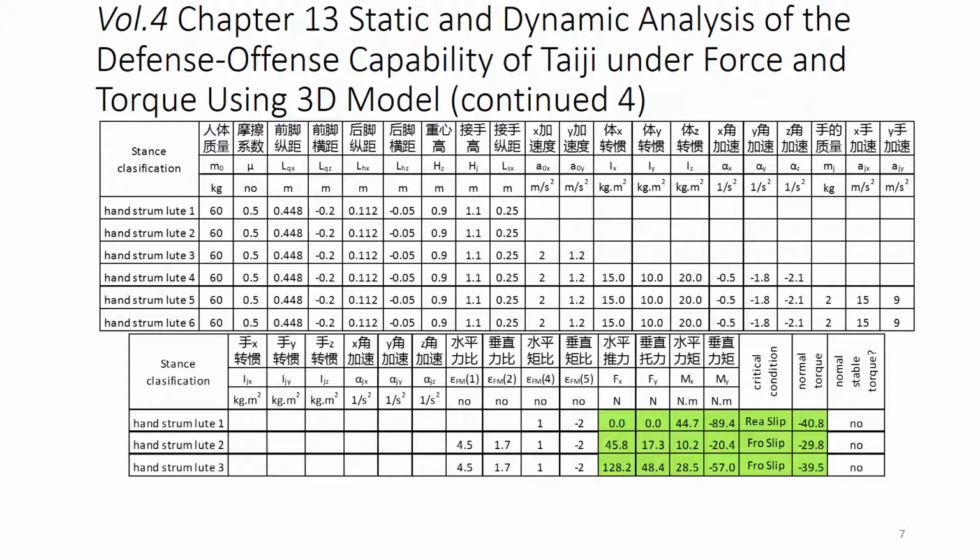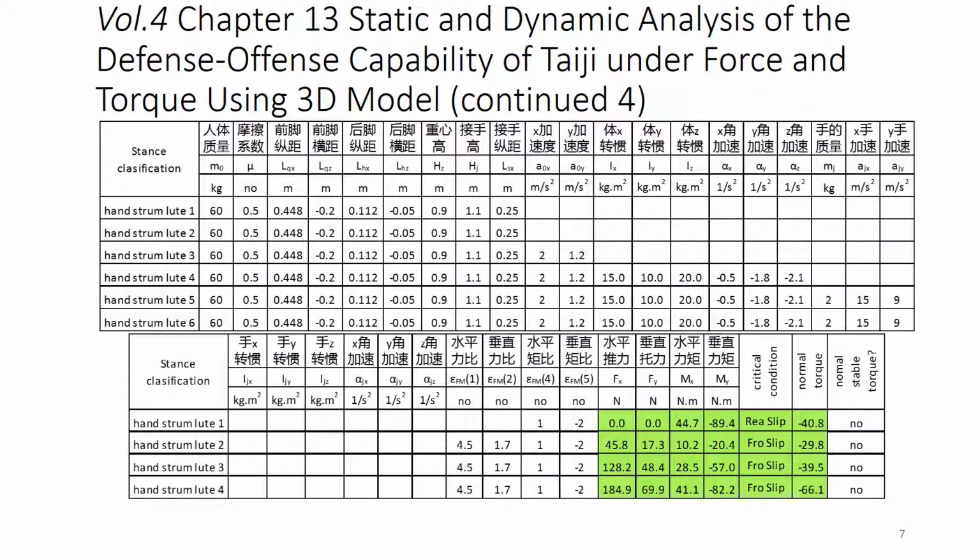Case 3. FX 128.2 Newton. FY 48.4 Newton. MX 28.5 Newton-meter. MY negative 57.0 Newton-meter. Case 4. FX 184.9 Newton. FY 69.9 Newton. MX 41.1 Newton-meter. MY negative 82.2 Newton-meter.